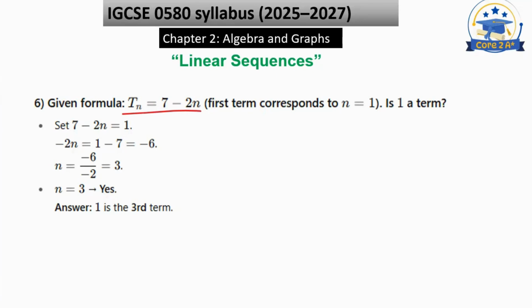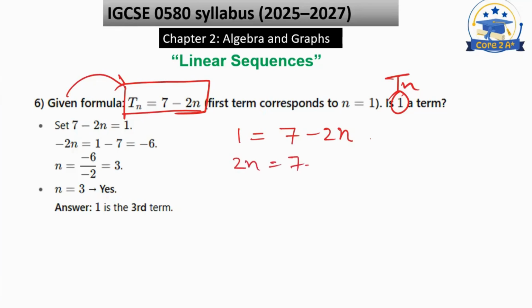Is 1 a term? So this one is what? Your Tn, right? Tn is your 1. So just put the value in this one because the formula is already given. Okay. So 1 equals 7 minus 2n. Just solve it. 2n equals 7 minus 1. So n equals 6 over 2.